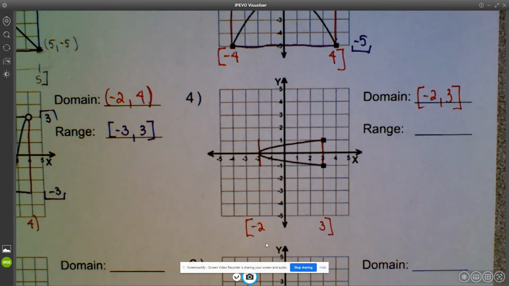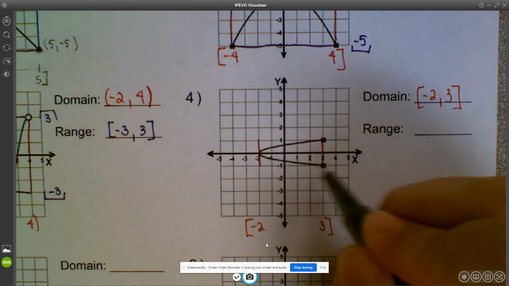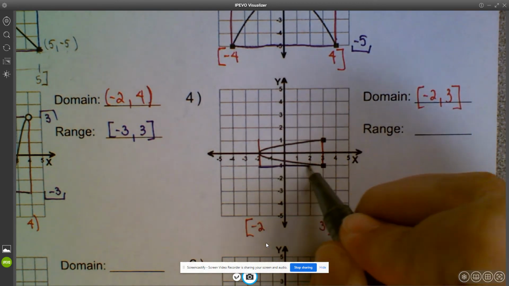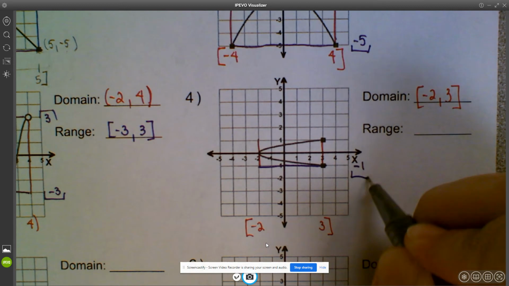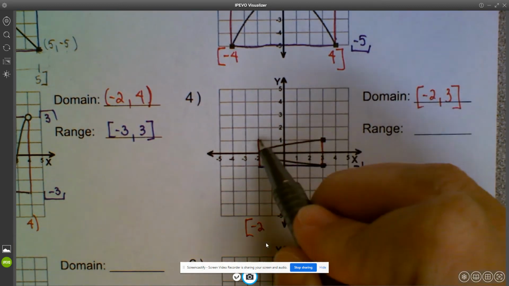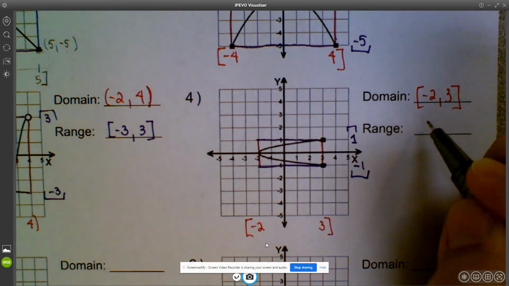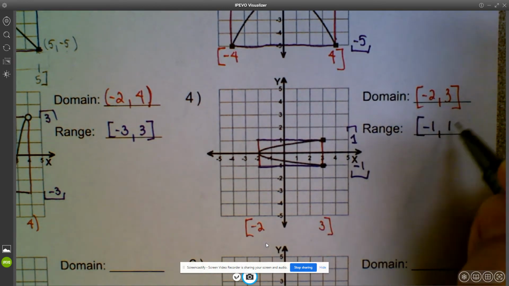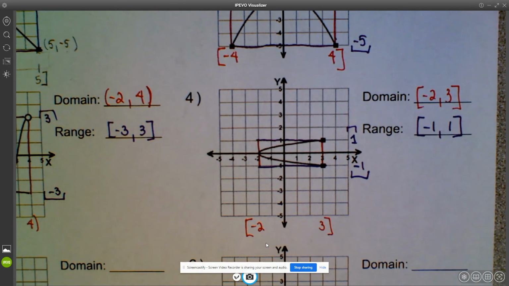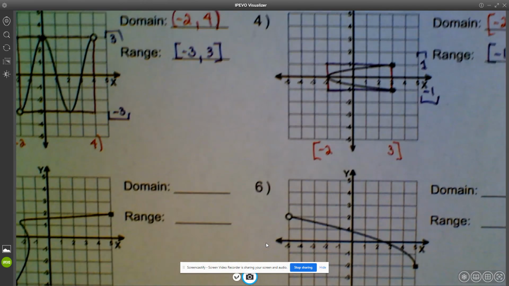And now I want to look at my y coordinates. Okay, so when I look at my y coordinates, my smallest y coordinate is at -1 inclusive, and my greatest y coordinate is at +1 inclusive. So here we are, and that's it. It's not bad, is it? All right, still feeling good, right?